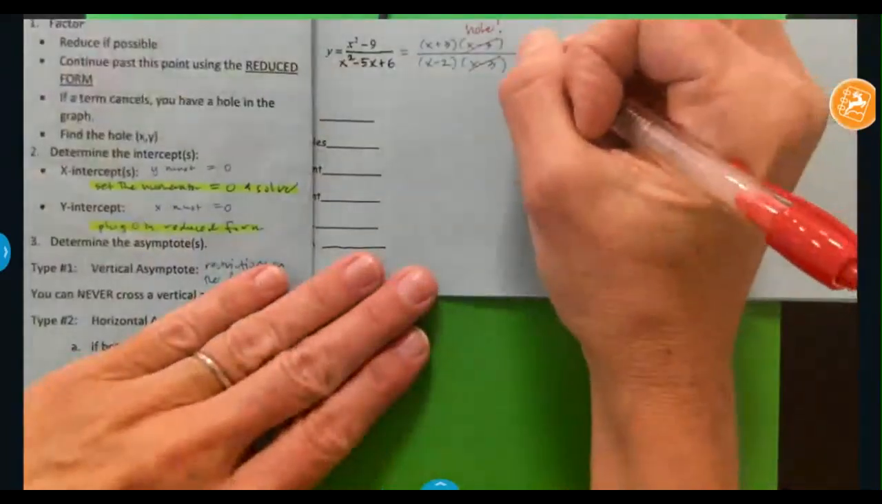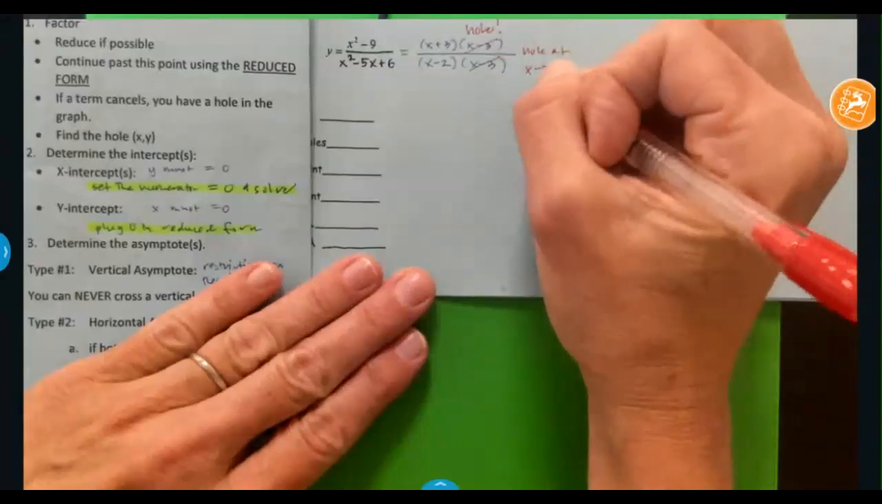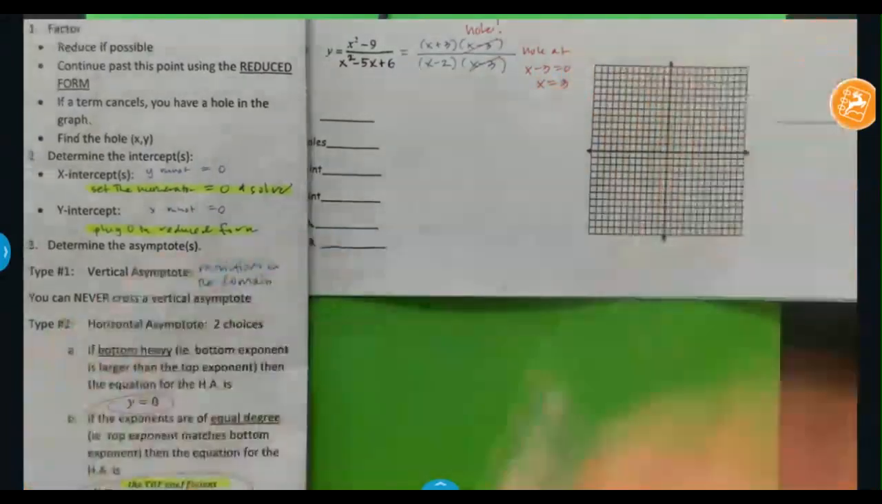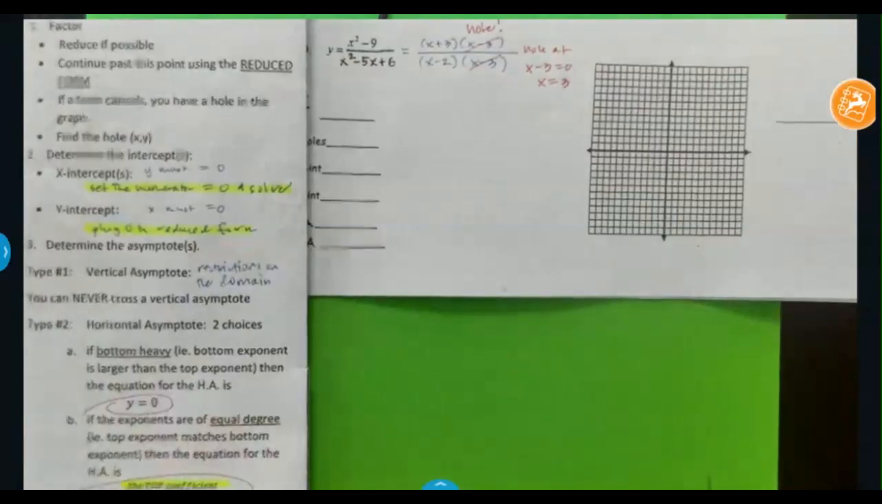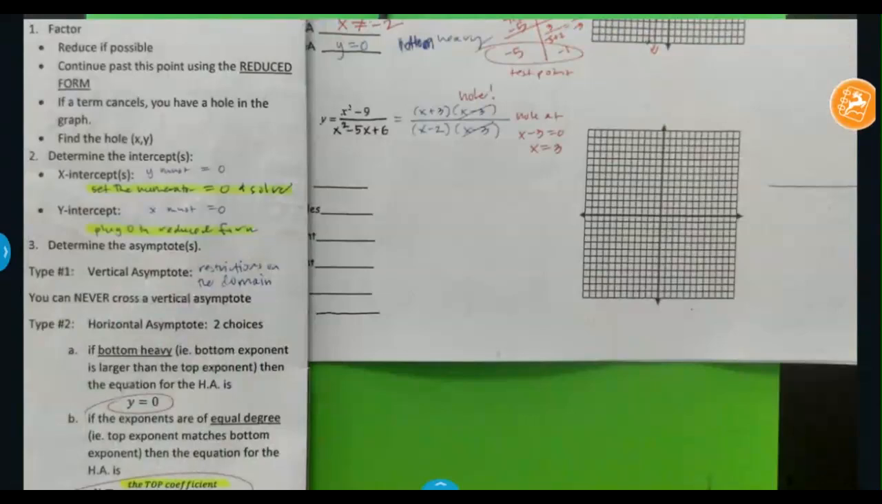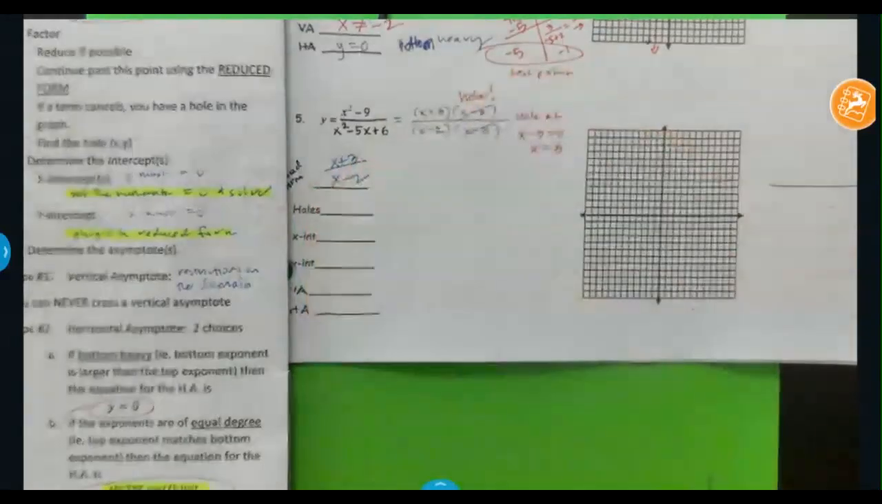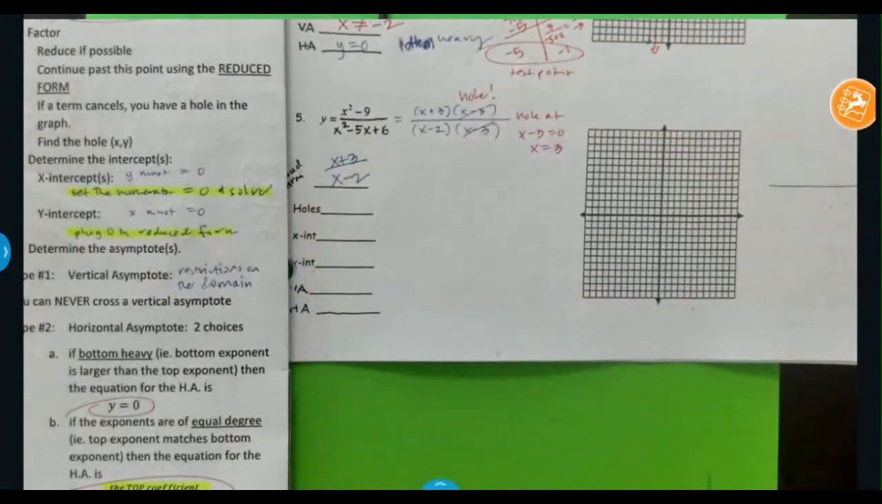All right, so a hole occurs at x minus 3. And if we set that equal to 0, we get x equals 3. That is where the hole occurs. It occurs wherever x equals 3. Now, let's go ahead and write the reduced form. Reduced form, because those are going to cancel, is x plus 3 on top and x minus 2 on the bottom. That is reduced form. Write that down.